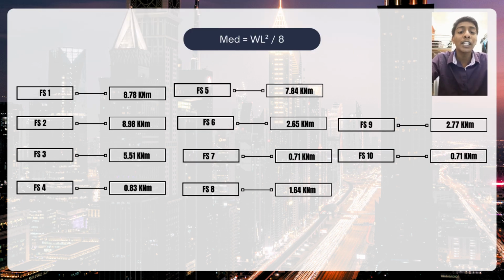Secondly, the bending moment. The bending moment formula is WL square over 8. It's the same, W is width, L is length. After we substitute into the formula, FS1 is 8.78, FS2 is 8.98, FS3 is 5.51, FS4 is 0.83, FS5 is 7.84, FS6 is 2.65, FS7 is 0.71, FS8 is 1.64, FS9 is 2.77, FS10 is 0.71. The unit is kilonewton meter.